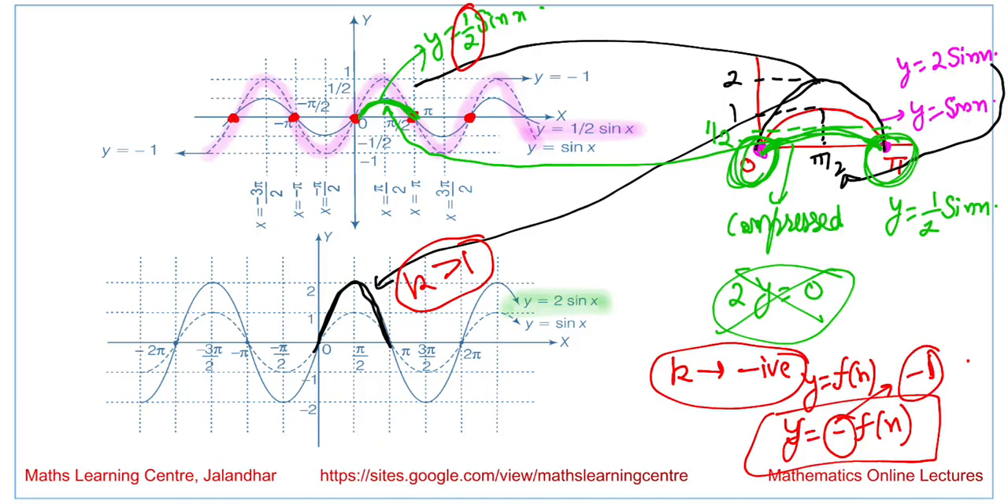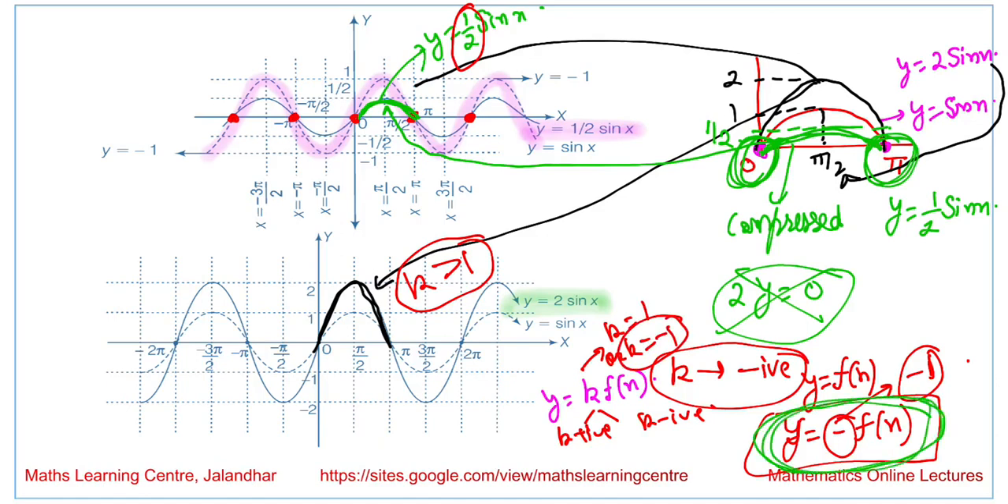Now we are talking about the cases. We are saying y is equal to k times f of x. We are talking about two cases over here: either k is positive or k is negative. Further, we have the case when k is 1 or k is minus 1. The k is minus 1 case we have already studied, that y is equal to minus f of x. Now we are talking about mod of k greater than 1 or mod of k less than 1. So it will shrink or expand.